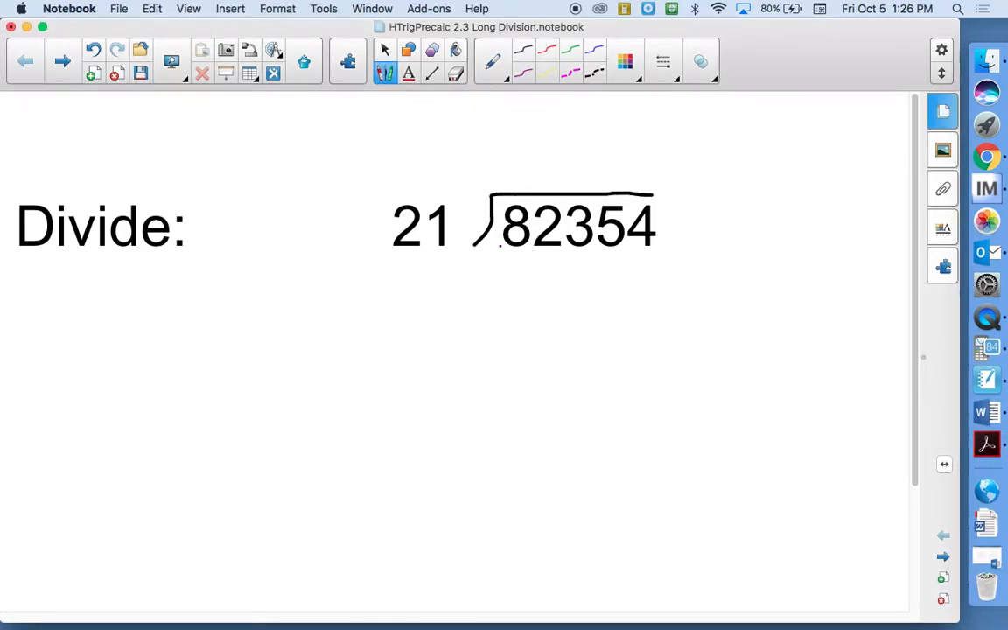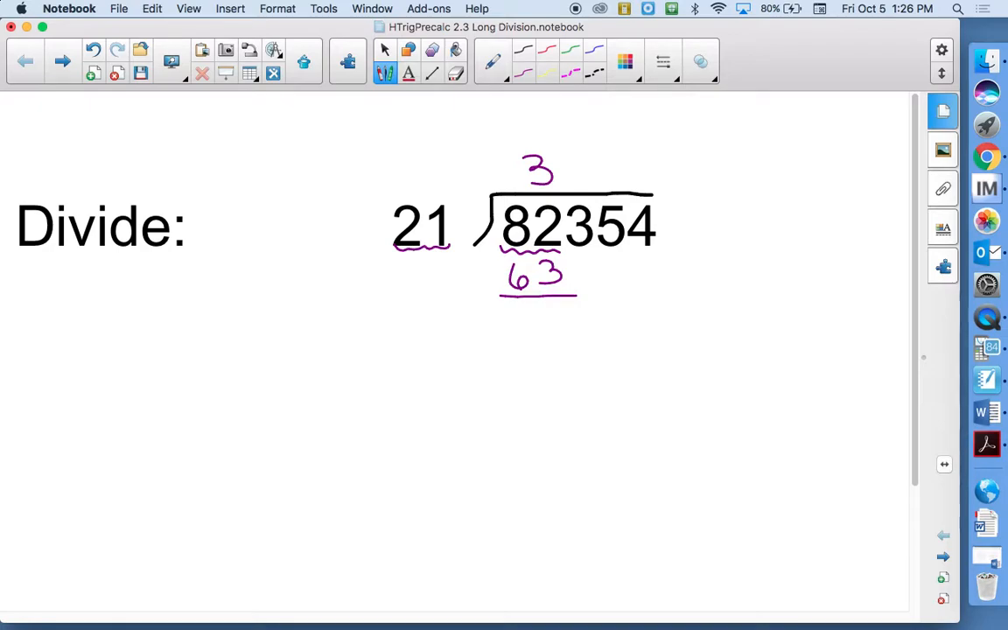You start at 82 because there are 2 digits here, and we're going to try and divide our 2 digits into it. And then what do you ask yourself? How many times can 21 go in? Which is 3 times. So how many times can 21 go into 82? Because 21 can't go into 8. 8's too small, so that's why you have to move to the second digit. And that's 3 times. So that goes above the 2, and then you multiply. So 21 times 3 is 63.